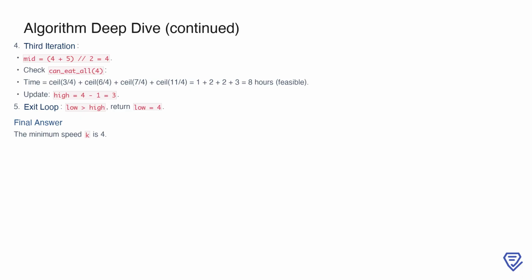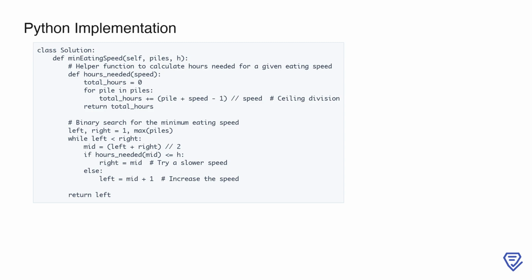By combining mathematical insight, efficient search techniques, and careful handling of edge cases, we've solved the problem in an optimal way. The solution to the Koko eating bananas problem uses a binary search approach to determine the minimum eating speed, k, that allows Koko to eat all bananas within h hours. The first step is defining the helper function hours_needed(speed), which calculates the total hours required for Koko to finish all the piles at a given eating speed.